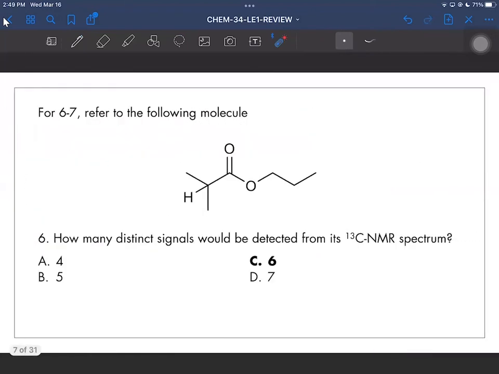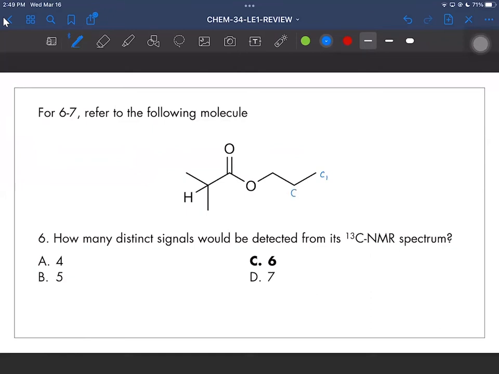Number 6, for 6 to 7, we have this molecule. How many distinct signals would be detected from the NMR spectrum niya? So we'll just identify kung ilang different types of carbon this compound would have. So same thing as we did with yung the one kanina with hydrogen. It's almost the same thing with carbon. Let's look at if these carbons are chemically equivalent. So this is one type of carbon. Let's label it as C1.